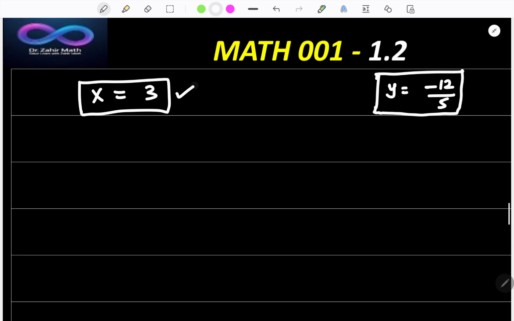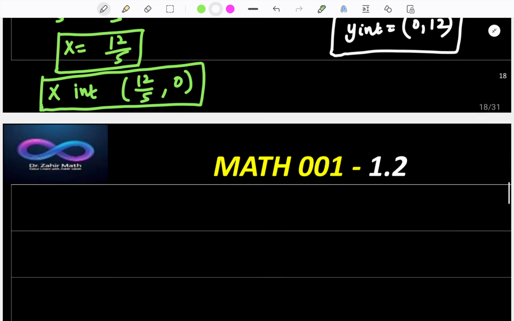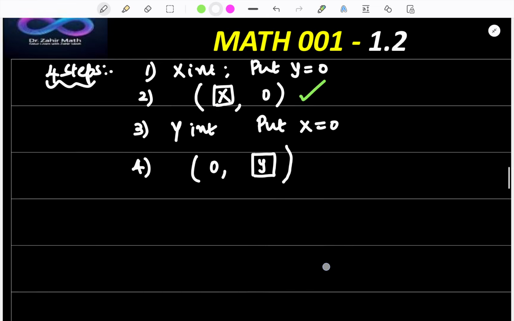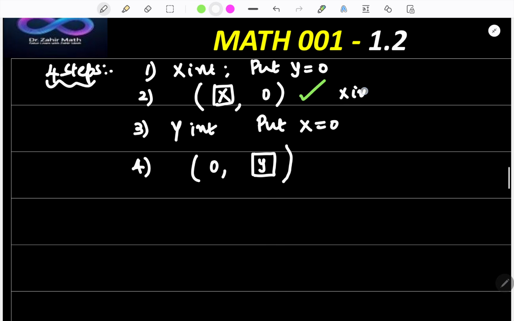So is this your x-intercept, teacher? No. Is this your y-intercept, teacher? No, no, no. Keep in your mind, these are all x and y values. How to write, teacher, the x-intercept and y-intercept? Look here. This is your x-intercept. This is your y-intercept. So this is a very, very important point.